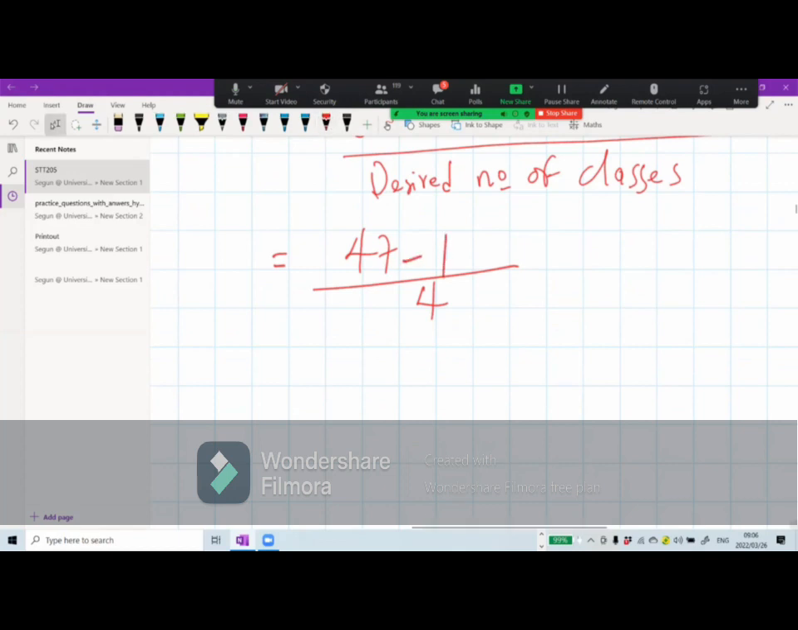Where do we get 47? 47 is the largest value in the data set, divided by 4. 4 is the desired number. Someone else can say their own is divided by 5. Remember the definition, desired number of classes. What you desire will determine what the denominator will be.